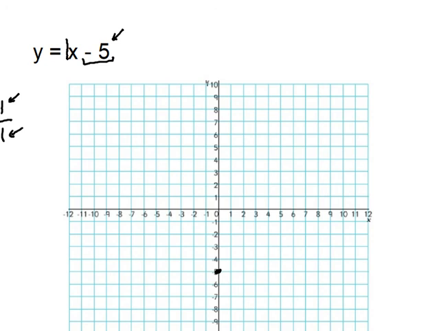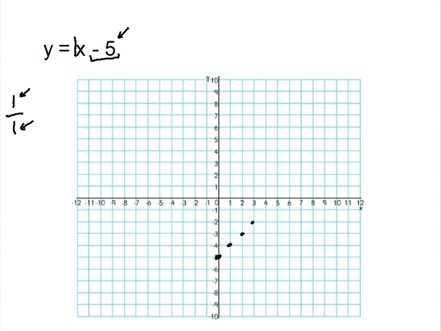Since we have a positive 1, from this point right here, we are going to go up 1 unit. And then the bottom number is our left or right, and it's a positive 1, so we're going to go to the right 1. So we go up 1 and to the right 1, and that gives us a second point. We could continue this, by the way. We could go up 1 and to the right 1 again, and again, continue making points, but we really only need 2 points to graph our line. So I'm going to go ahead and just graph a couple here. Then I'm going to connect my dots here.